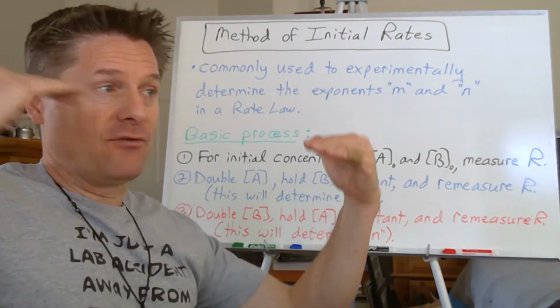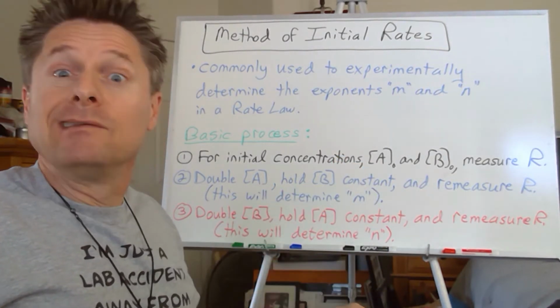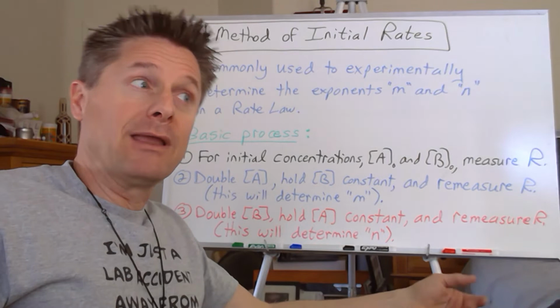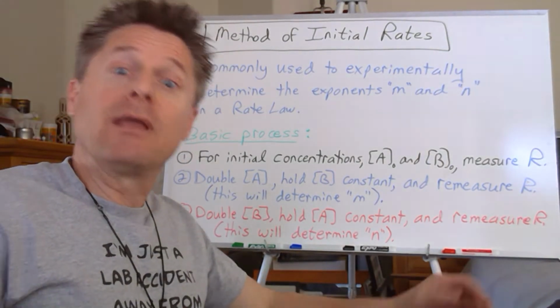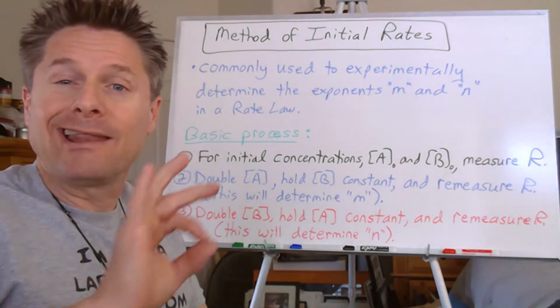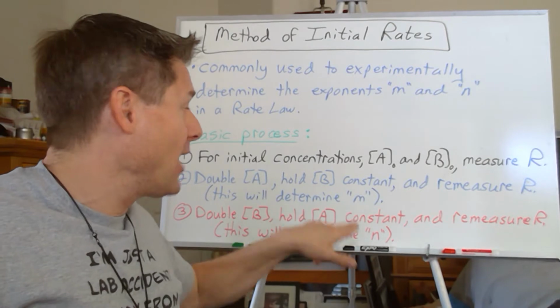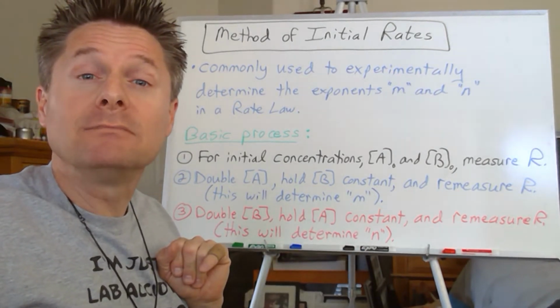That's the essence of it. Measure the reaction rate for some initial concentrations. Double one of them, measure the reaction rate. Double the other one, measure the reaction rate, of course holding everything else constant. Again, we're focusing on one reactant at a time, doubling it and seeing what happens. Let's look at how the math works out, and from that, how do we determine m and n?